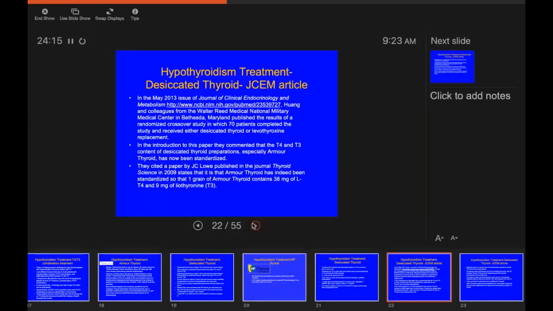In the introduction of this paper, they commented on how the dose of Armour thyroid and desiccated thyroid has now been standardized, and they cited a paper, not in a real journal, by J.C. Lowe, who passed away, who had his own journal called Thyroid Science, that says, indeed, that Armour thyroid has been standardized so that 1 grain of Armour thyroid contains 38 milligrams of levothyroxine and 9 milligrams of liothyronine, and they based their dosing on this when comparing the T4 and the desiccated thyroid.